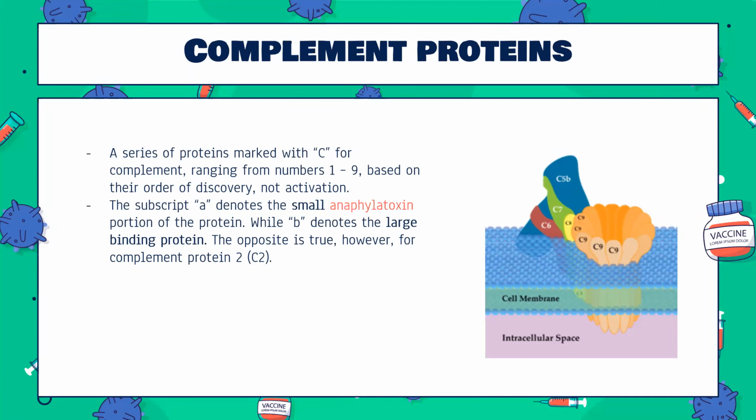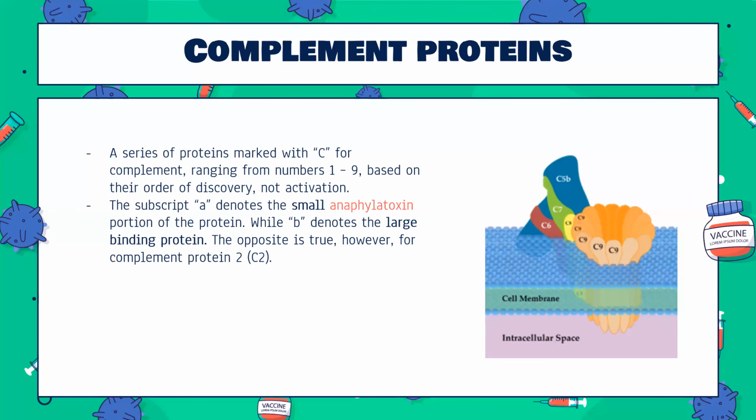to reach this area. So when I have this A subscript afterwards, like when I say C3a, I am referring to an anaphylatoxin. I am also referring to the smaller portion of the protein. However, if I put the B subscript after, I am talking about the binding protein or the larger subunit of it. However, you're in medicine, nothing's going to be easy.